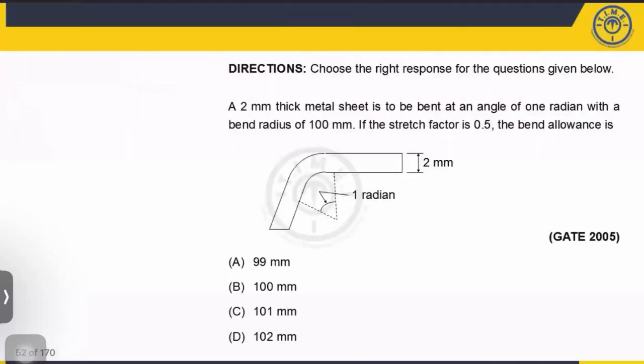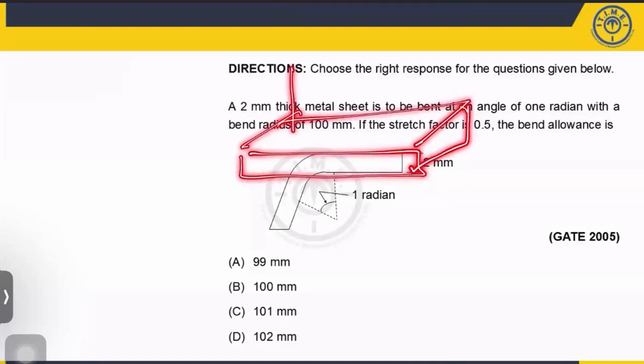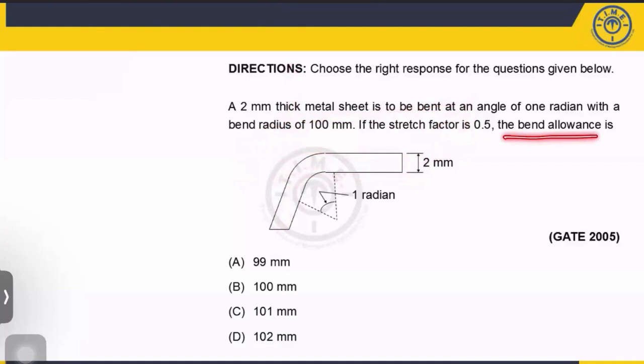Now, the next question is based on the bending operation. So this is also a sheet metal operation. Basically this is a sheet metal. Now you are applying some forces. Because of the force, the sheet metal gets bent. So what you have to calculate is the bend allowance.